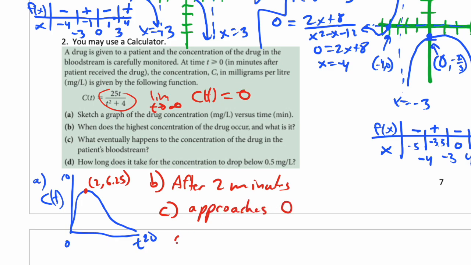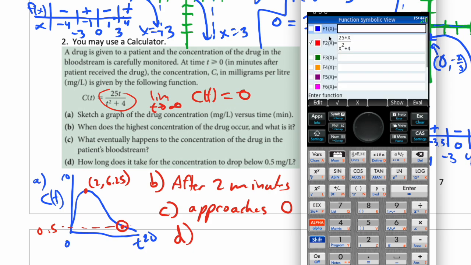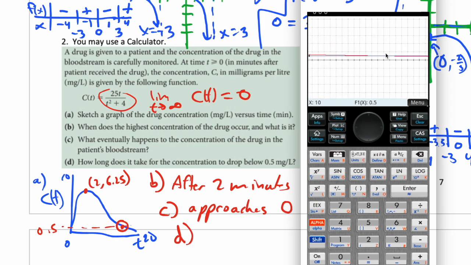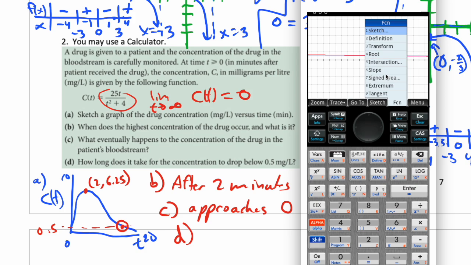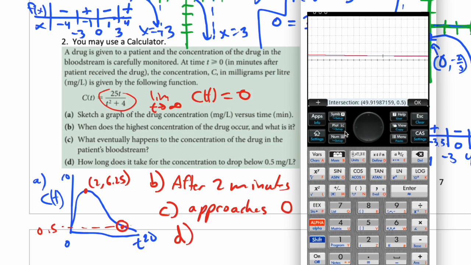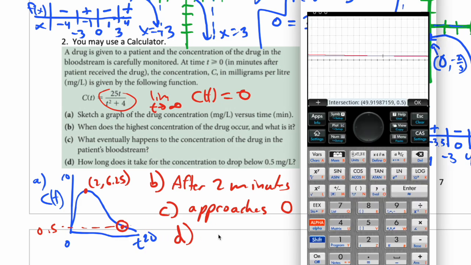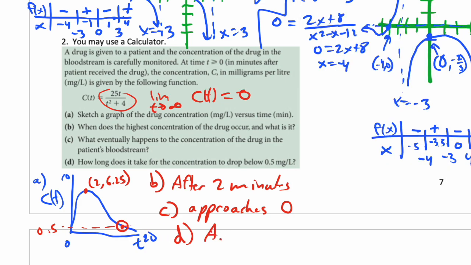0. D, how long does it take the concentration to drop below 0.5? We can graph 0.5 and find the point of intersection to figure that out. Okay, so let's graph that. 0.5 plot, and we can't see it yet. It's way over here somewhere. Click menu, function, intersection, and it should be almost 50 seconds. Okay, so let's say 49.9, after 49.9 seconds.